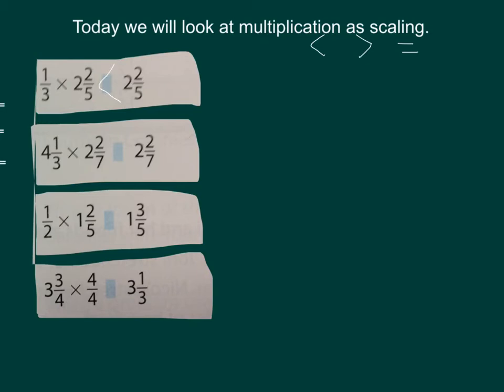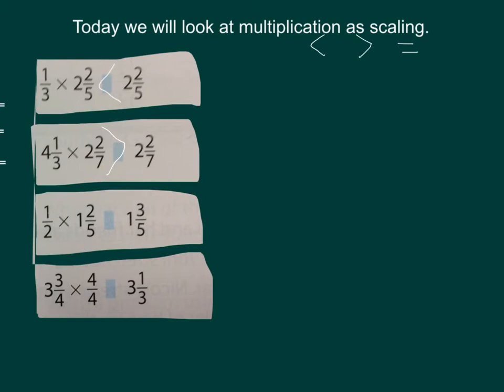Okay? Now let's look at the second one. 4 and 1/3 times 2 and 2/7. Now I know right away that 4 times 2 is 6. Okay, so right away I know this is going to be greater than this. So right away I can put my symbol this way.